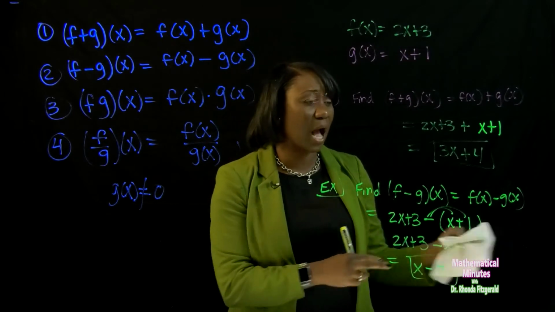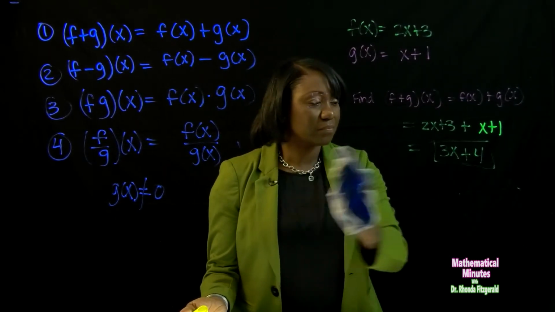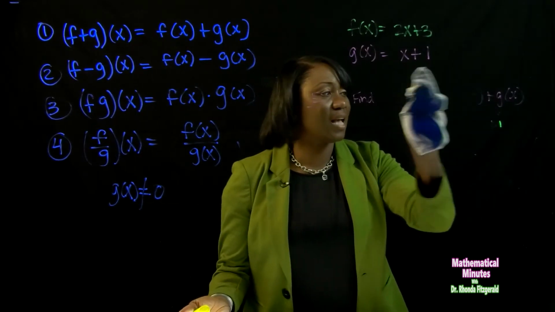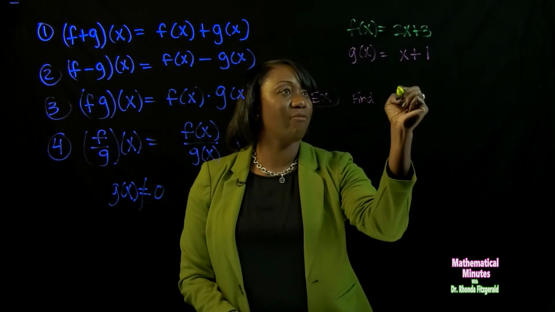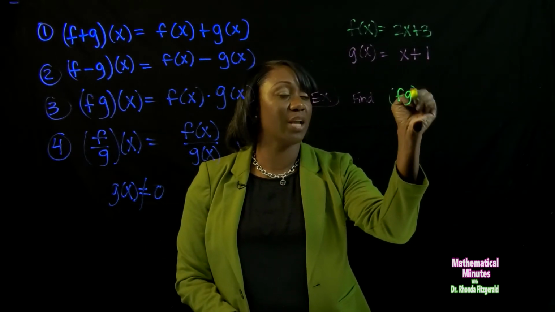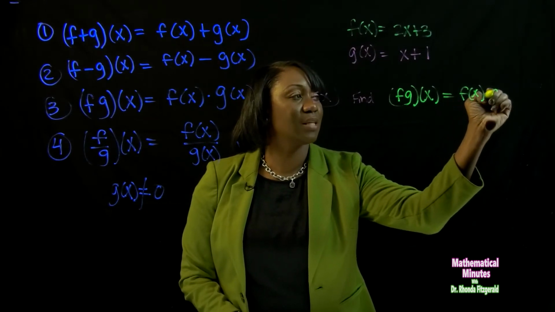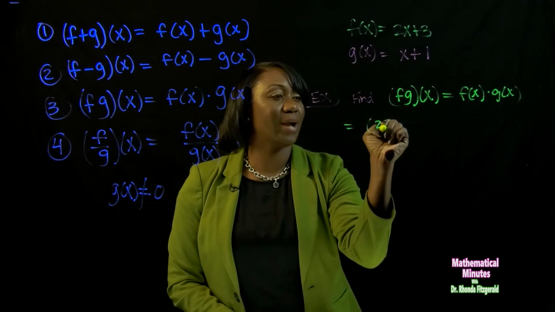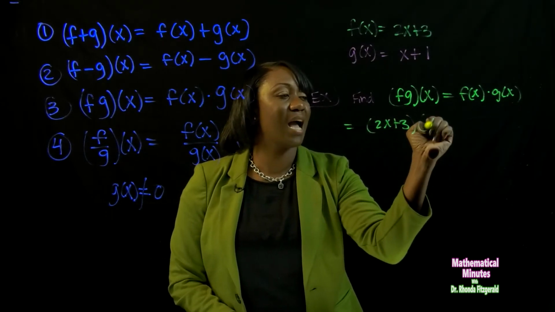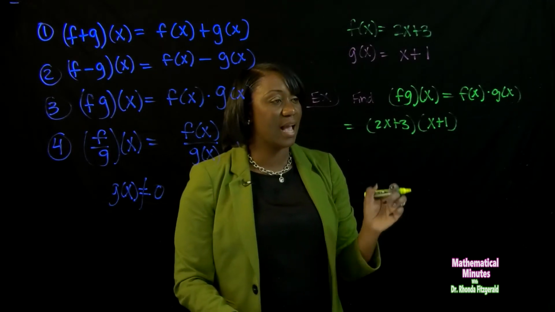Now let's look at the product. What's going to happen when I have the product? So my next example is I want to find the product of these two, f times g of x. And so that's just the product, f of x times g of x. And so here I'm just going to multiply these out. 2x plus 3 times x plus 1. And so here you actually have to FOIL this out.